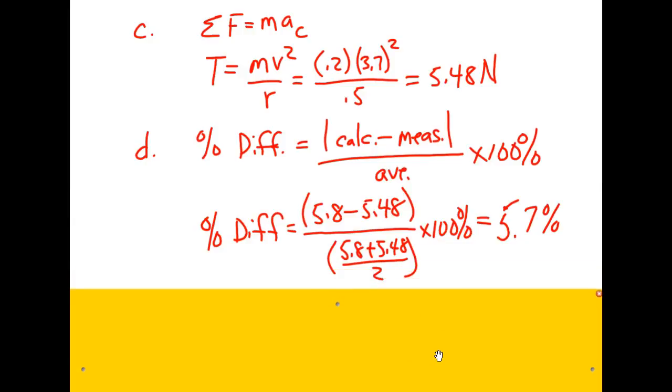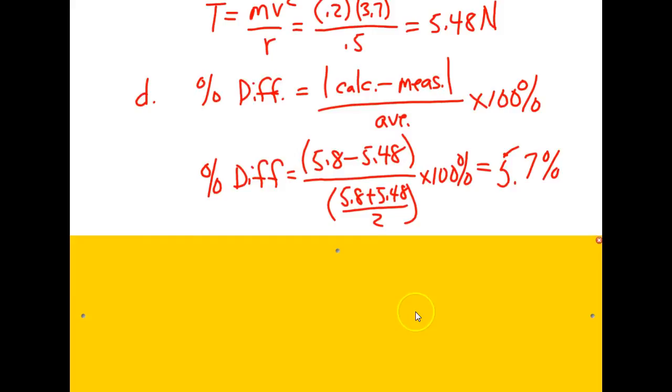So our percent difference, we have a measured value of 5.8. I'm sorry, it doesn't matter here. You can reverse it any way around here. You can do an absolute value anyways. But the measured value was 5.8. The calculated value is 5.48. Subtract them and divide by the average of those 2 values, and you should get 5.7%.